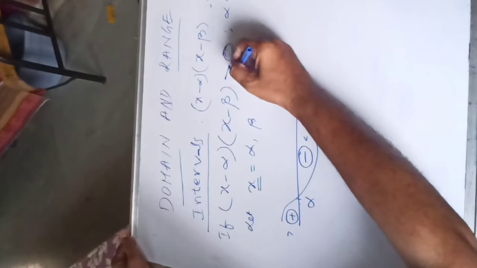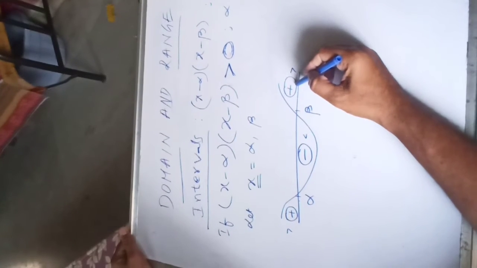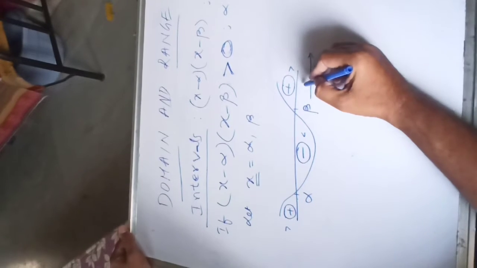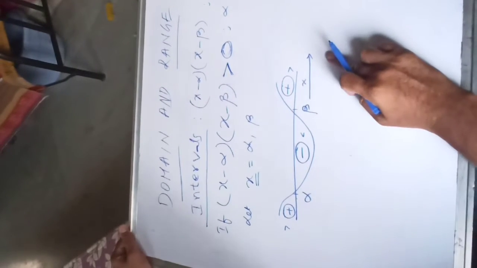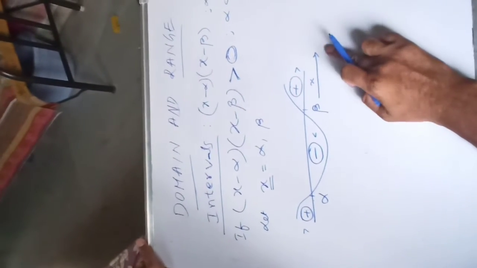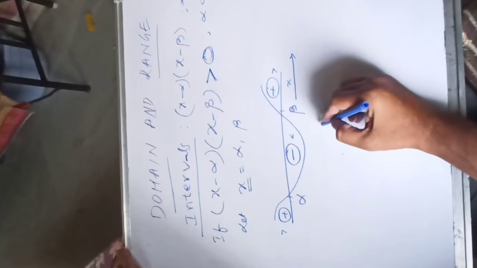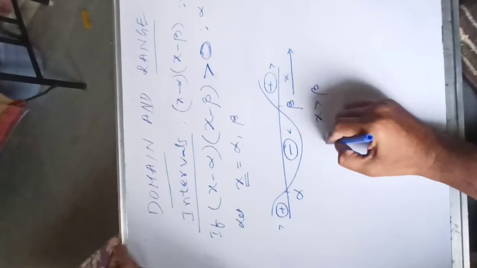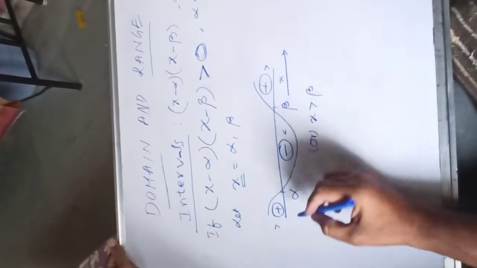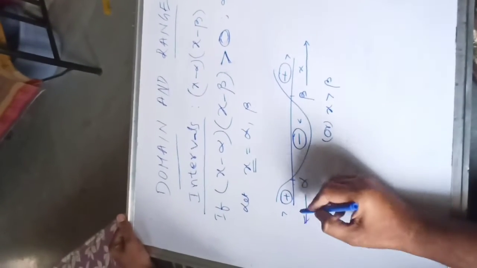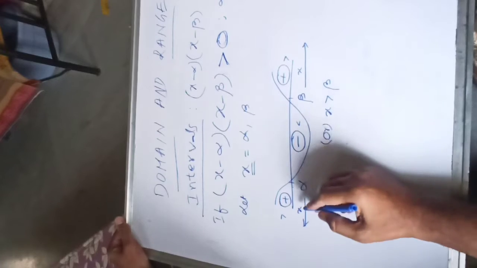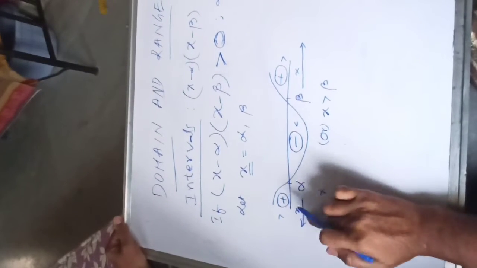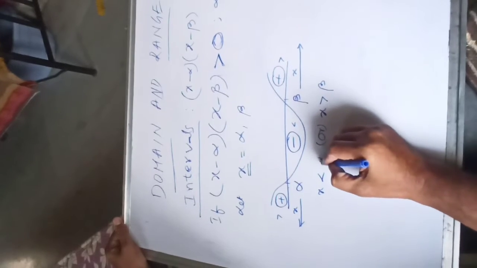So here the greater than symbol is there, which means we have to select the plus side. Your answer is after the beta, up to infinity, meaning x is greater than beta. Another solution is before the alpha, meaning x is less than alpha.